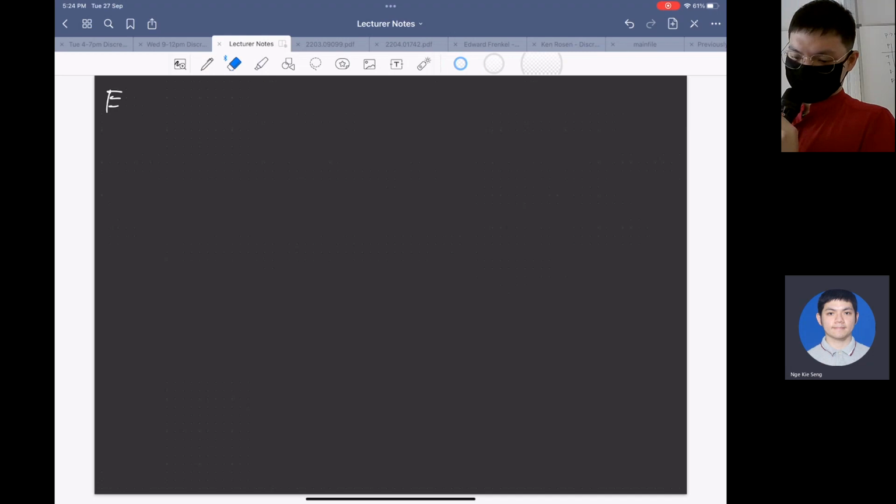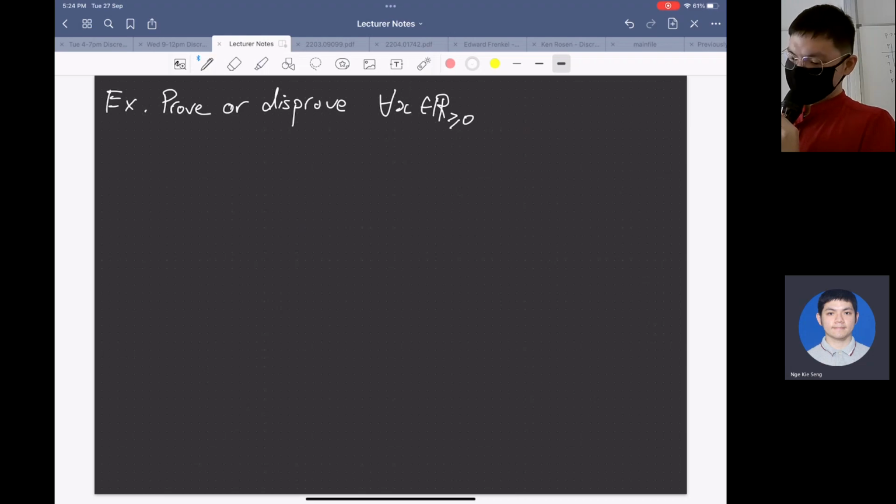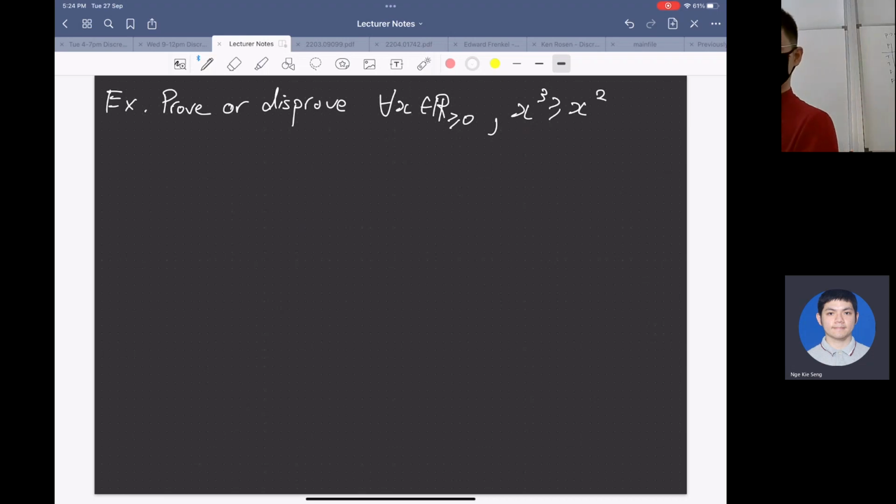Exercise: prove or disprove that for every x in the positive reals, x cubed is greater than or equal to x squared. I give you 2 minutes to think. You can talk to your friends beside you or behind you. Decide true or false, and then how to prove or disprove.